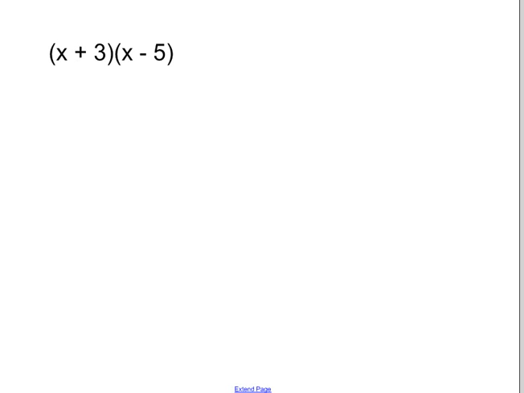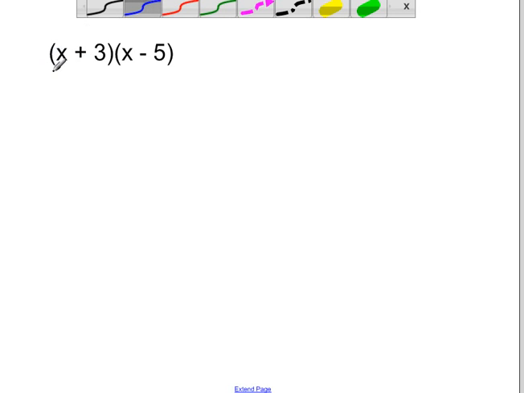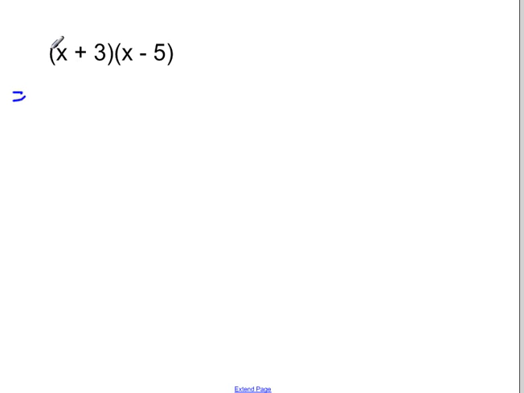So hopefully you've had a second to think about how you might approach this problem. Basically, you do it in a very similar way to how you do distribution. Pretend like this just says x times x minus 5. To do that, you would do x times x, and you'd get x squared. And then you'd do x times negative 5, and you'd get negative 5x. So you would do that if the problem just said x times x minus 5.